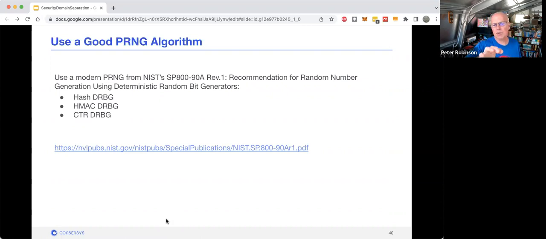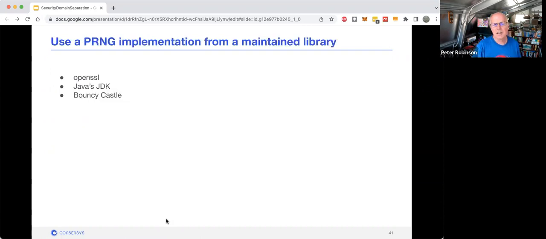Yep, so use a good PRNG algorithm. That's a starting point. And use a good implementation that's well maintained. There might be multiple implementations out there, but using one that's in a library that's well maintained is a really good start.